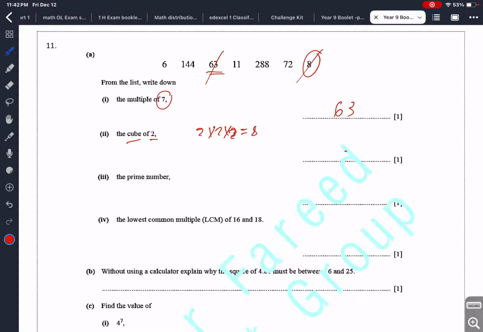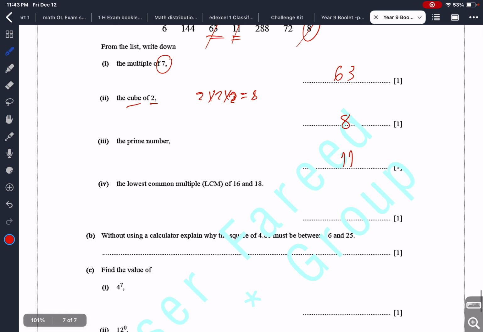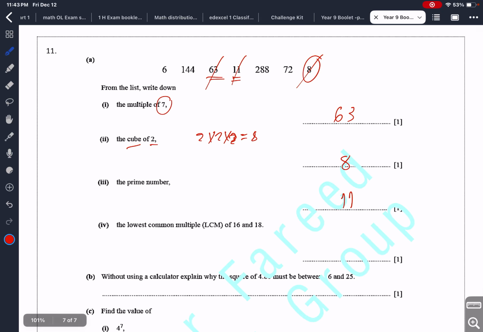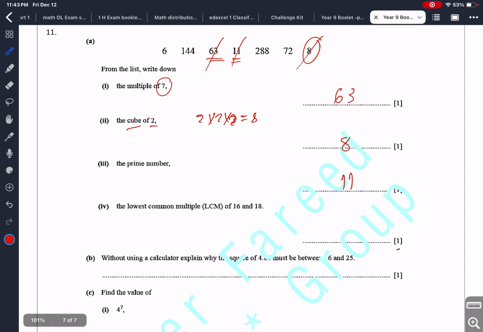Okay, now what is the prime number? In all these numbers, the prime number is 11. So I'm going to take 11. Here's 11. The lowest common multiple, LCM, of 16 and 18. I need to know it first. LCM is easy and fast, because it's only 1 mark. I don't need to do a lot of work for such a problem. I can do it fast.